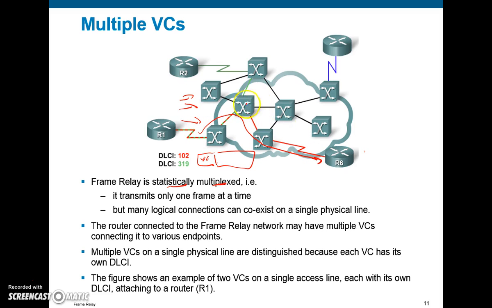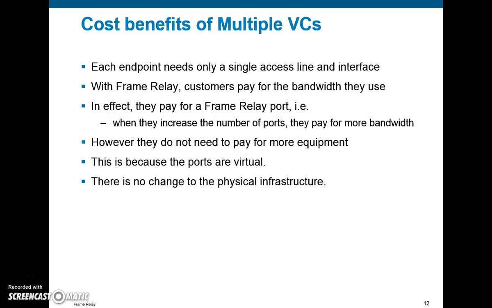If I want to send a packet to R2, I'll package this packet with a header and the DLCI number, say 319. So the frame relay switch is able to send the packet out to R2 using DLCI number 319. Which means that I only need one physical connection here, and I can send to multiple different destinations using DLCI numbers. So that's the cost advantage of using multiple virtual circuits. Each endpoint only needs one line, one interface, and then I can connect to multiple destinations.